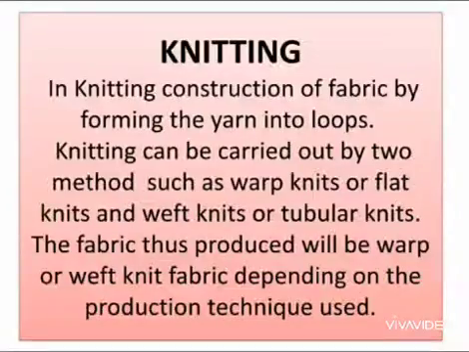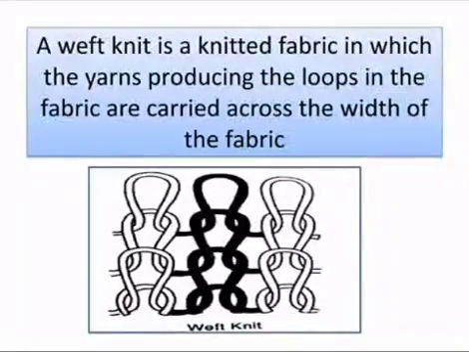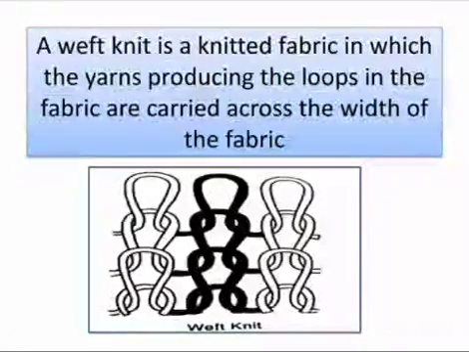In knitting, fabric is constructed by forming the yarn into loops. Knitting can be carried out by two methods: warp knits or flat knits, and weft knits or tubular knits. The fabric thus produced will be warp or weft knit fabric depending on the production technique used. A weft knit is a knitted fabric in which the yarns producing the loops in the fabric are carried across the width of the fabric.